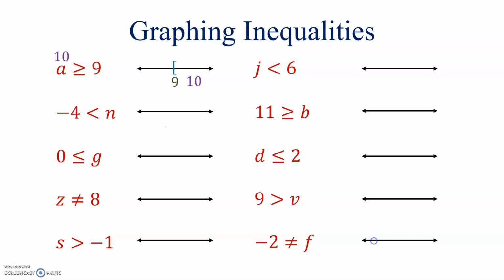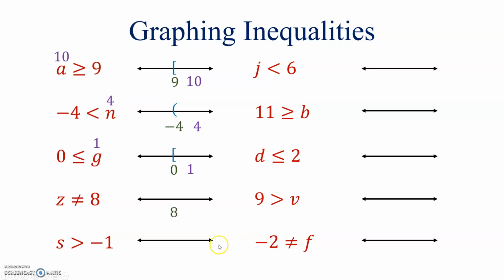Negative 4 is less than n. There's our negative 4. Well, negative 4 is actually less than positive 4 because positive 4 will be located to the right of it. The symbol we draw, again, will be parentheses, and we'll make it go toward the positive 4. Next, 0 is less than or equal to g. There's our 0. And here, because of the equal sign, we will be using a bracket. Well, 0 is smaller than 1. 1 is located over here, so the bracket will go toward the 1.